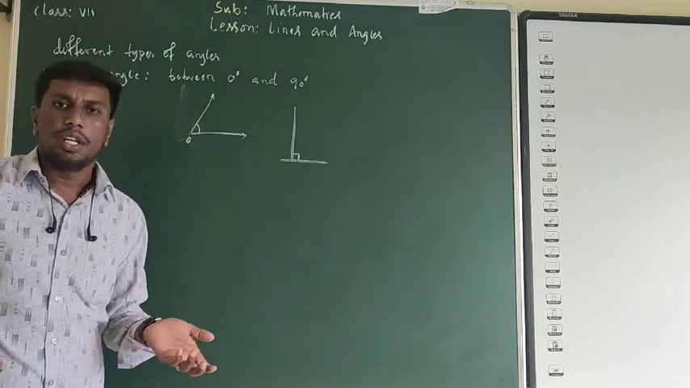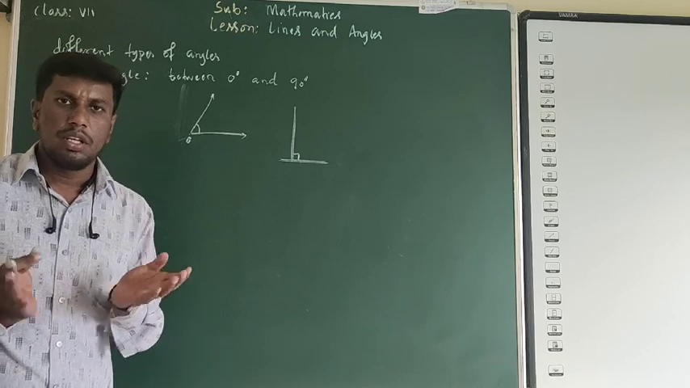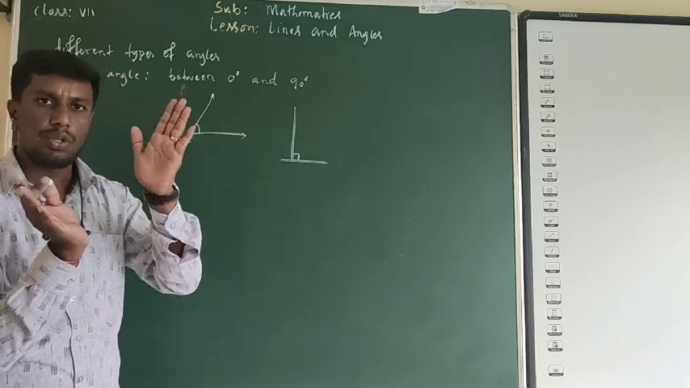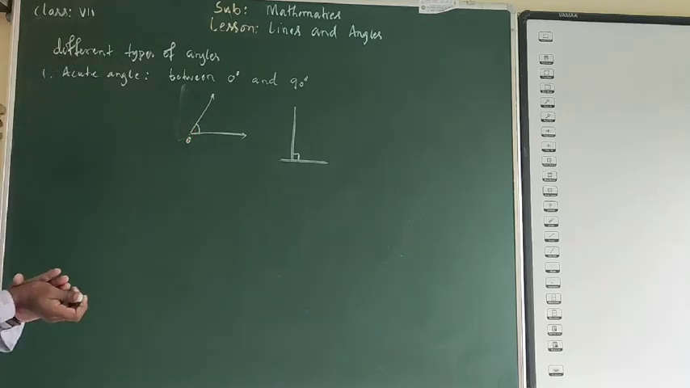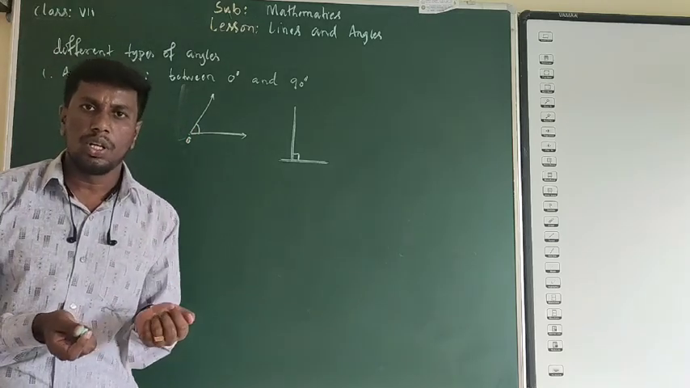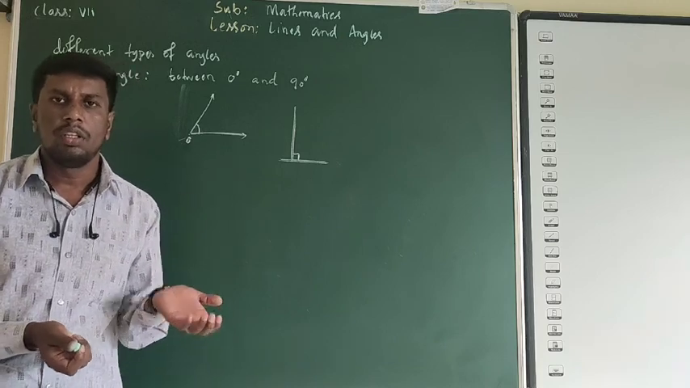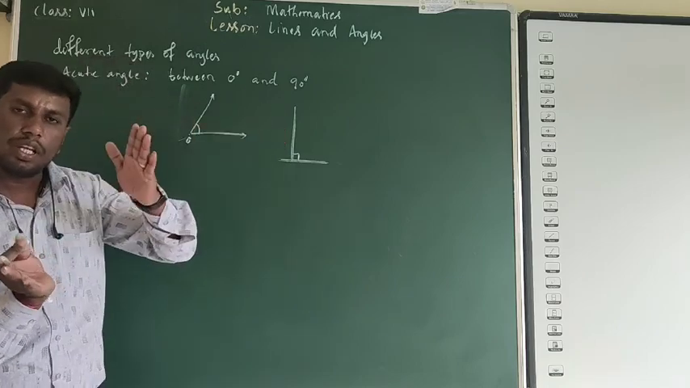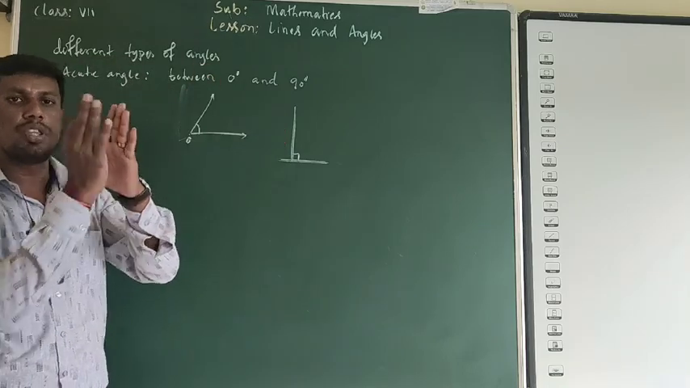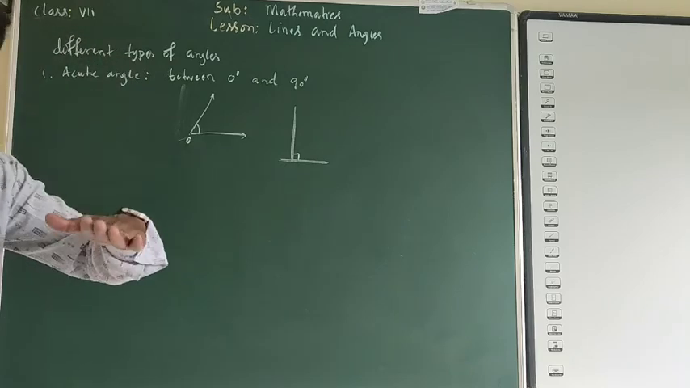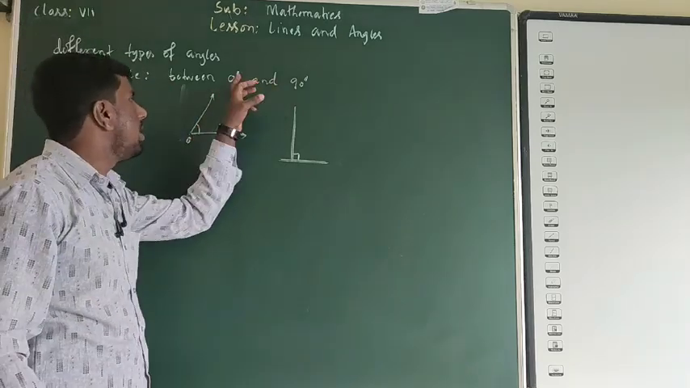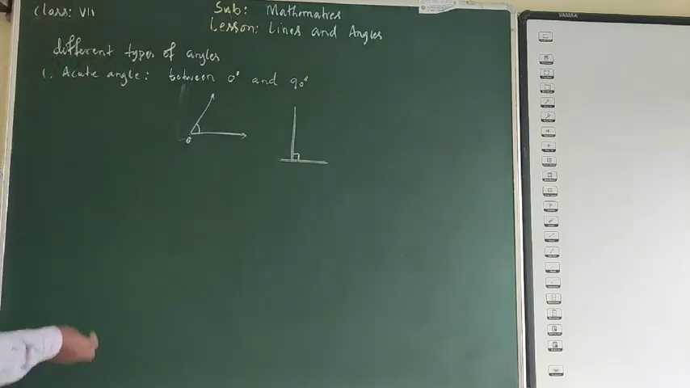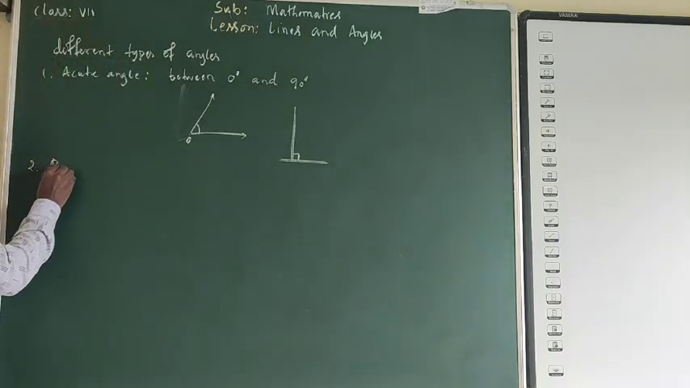Now 30 degrees is an acute angle because it lies between 0 and 90. So are 80 degrees, 5 degrees, and 89 degrees, because they are less than 90 but more than 0. If the angle lies between 0 and 90, then it is an acute angle. Next will be the right angle.